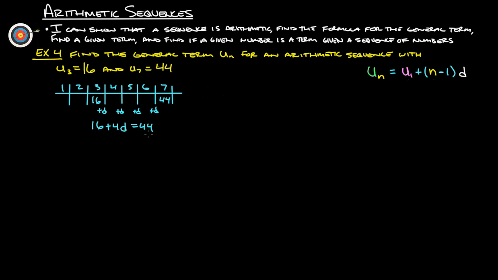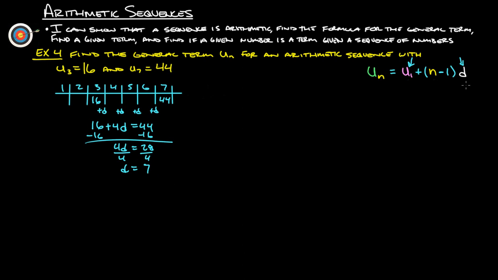This is going to help me figure out what the difference is. To figure out this formula, we need the first term, and we also need the difference. Those are the two things we're always wanting to find. So let's solve for D. Subtract 16 from both sides, and we get 4D equals 28. Divide both sides by 4, and we get that D equals 7.